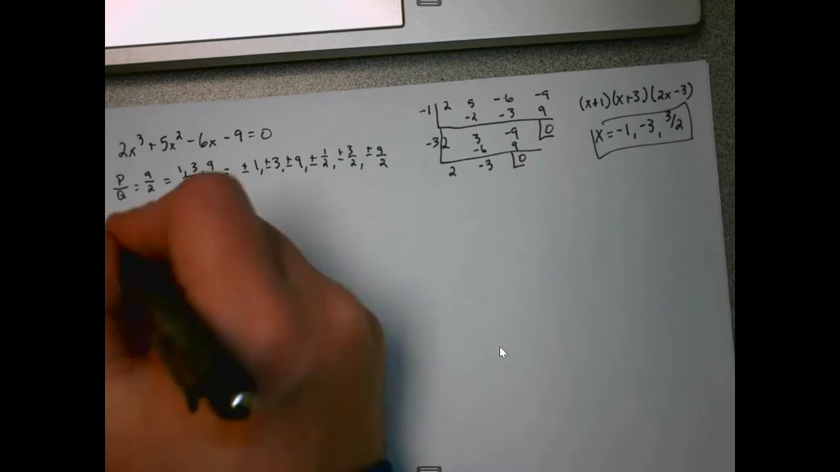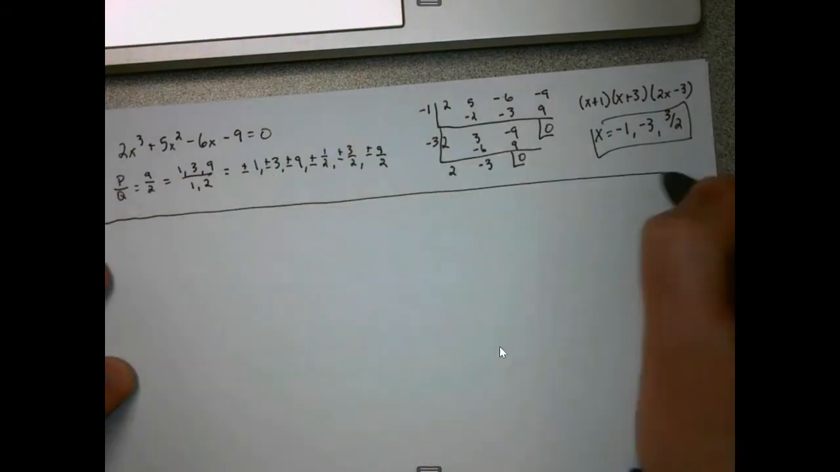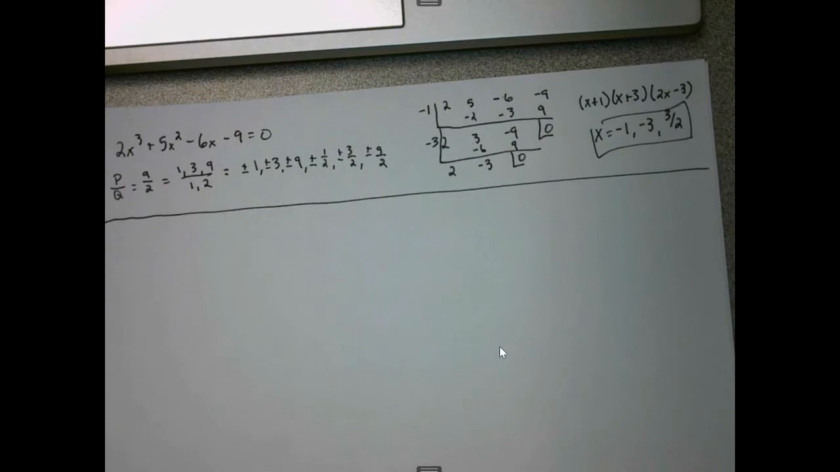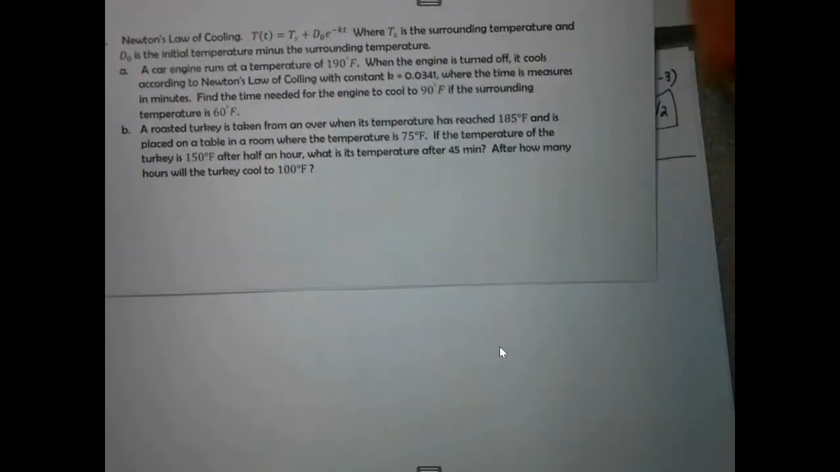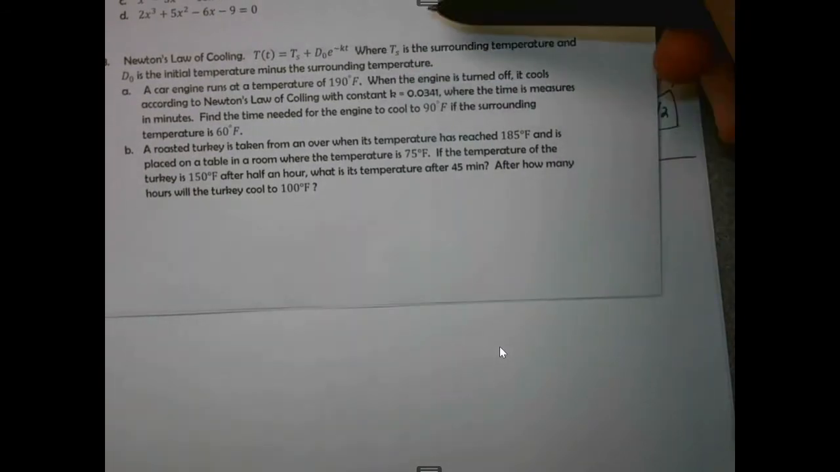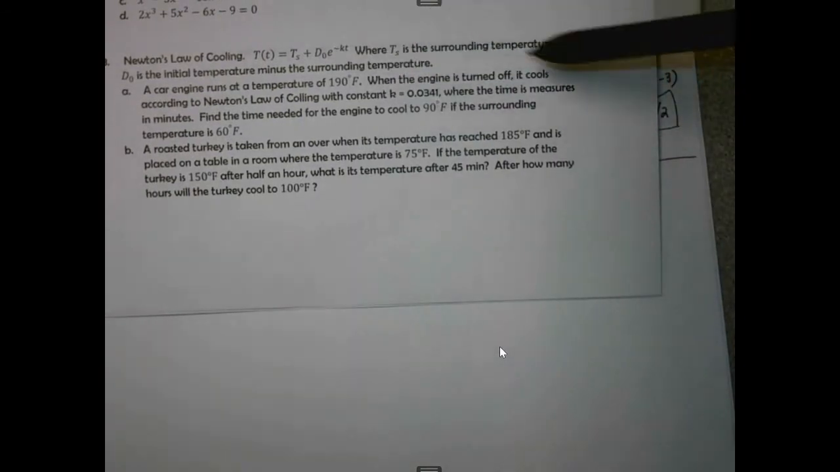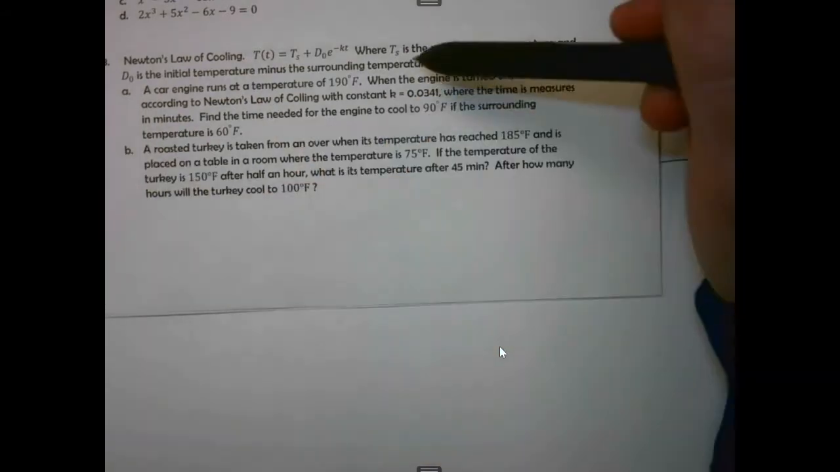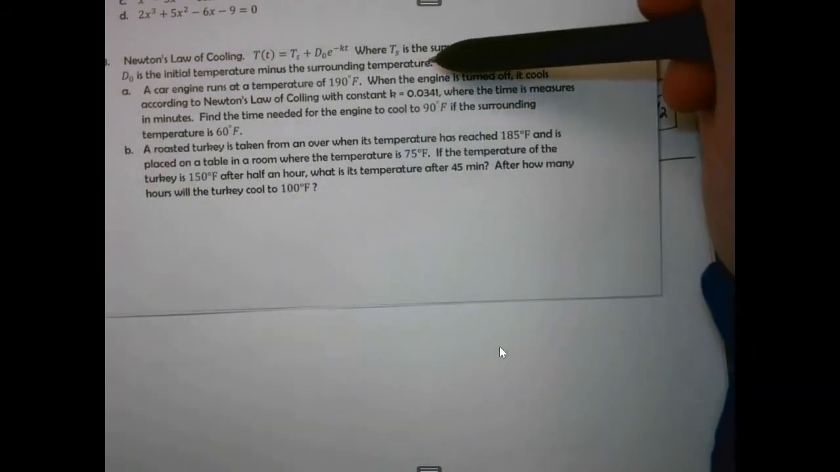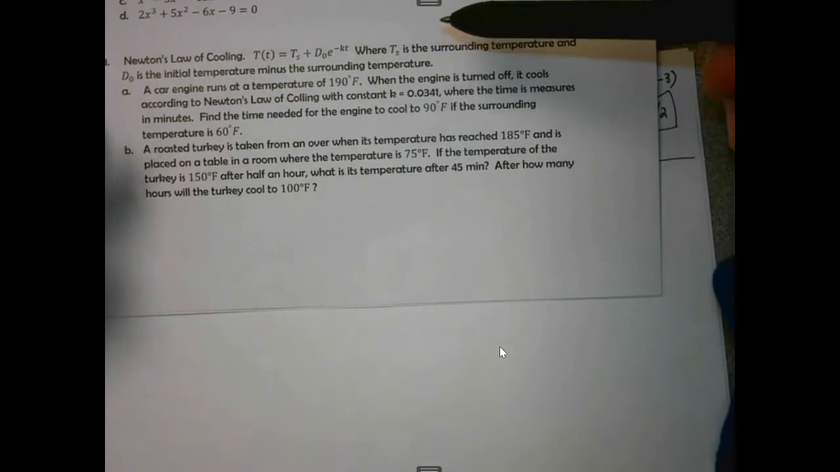Okay, number 8, we kind of start the word problems here. So number 8 is a word problem over Newton's law of cooling. So it gives you this formula here where T sub S is the surrounding temperature and D naught is the initial temperature minus the surrounding temperature. Okay, and it gives us two scenarios here.